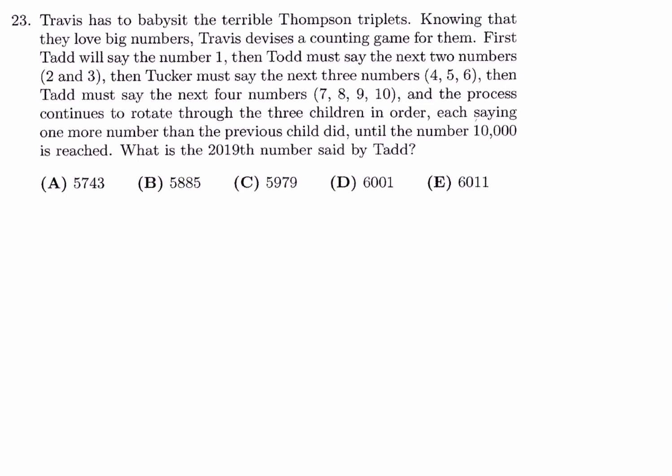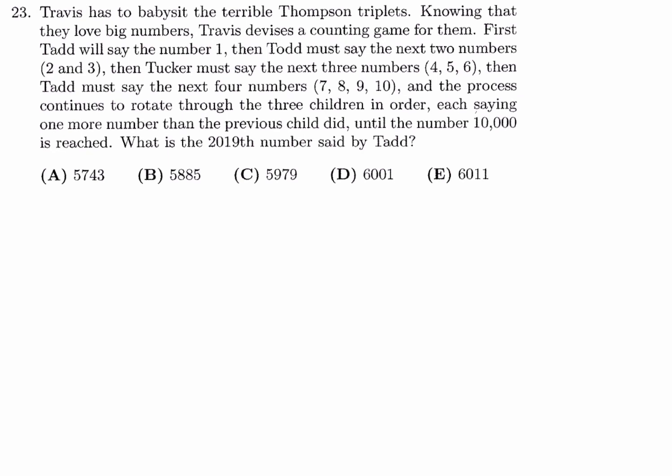Travis has to babysit the terrible Thompson triplets. Knowing that they love big numbers, Travis devises a counting game for them. First Tad will say the number 1, then Todd must say the next two numbers, 2 and 3. Then Tucker must say the next three numbers, 4, 5, 6. Then Tad must say the next four numbers, 7, 8, 9, 10. And the process continues to rotate through the three children in that order, each saying one more number than the previous child did until the number 10,000 is reached. What is the 2019th number said by Tad?